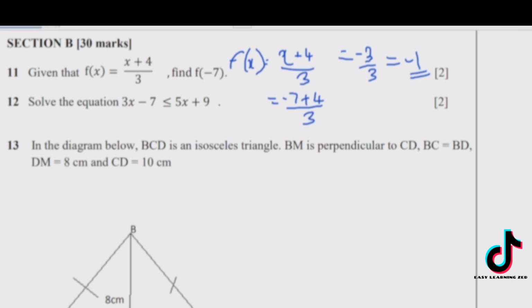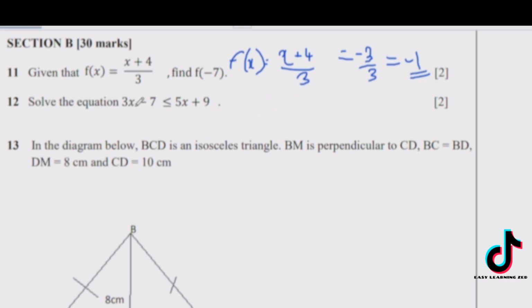Okay, question number 12. Because of lack of space, I don't know where I'm going to solve this one from. Let me use this side of the screen. I hope we are following. Okay, then we come to this one.